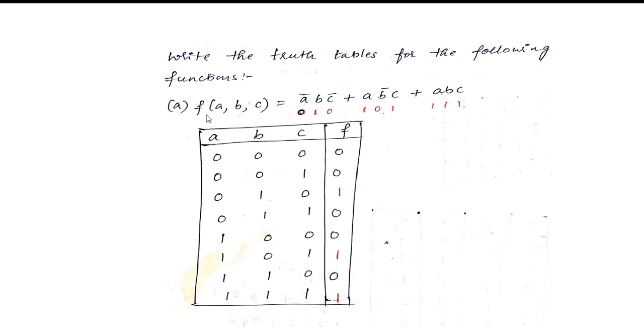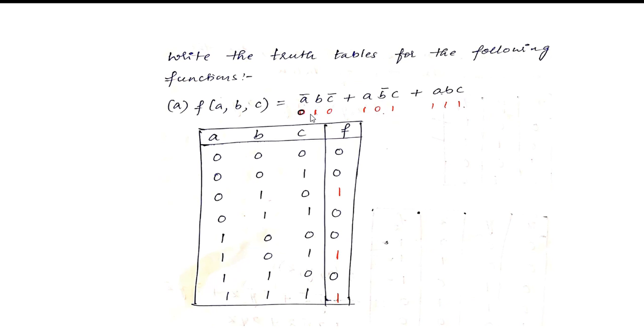Now look at the reverse manner. What is asked in the question? Write the truth table for the following function. Here the function is given, so you need to write the truth table. What function is given here? F of a comma b comma c. So a, b, c are the inputs. A is the MSB, C is the LSB. The equation is a complement b c complement plus a b complement c plus abc.